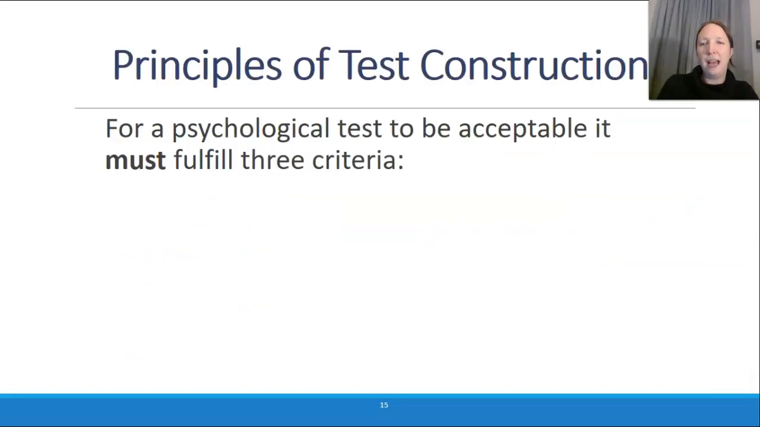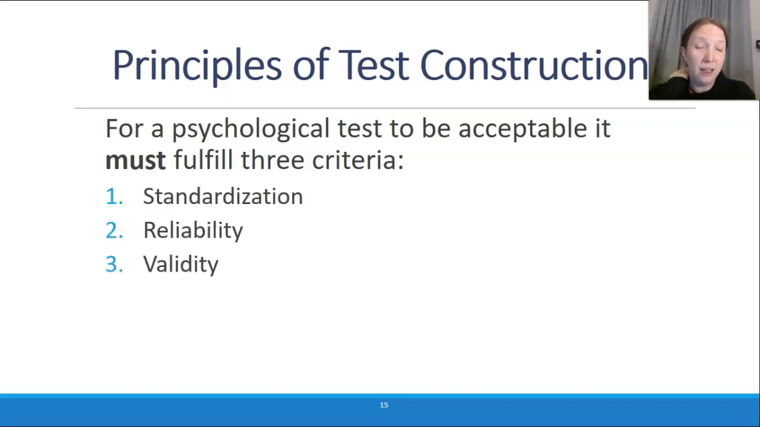For a psychological test to be acceptable, it must fulfill 3 criteria. And these are the hard parts of this lecture. They're tricky because they feel similar. I feel like when I learn them, I tend to blur them together, and I definitely have to stop and think. So as needed, you can stop and think as we go through these. They include standardization, reliability, and validity, and I'm going to go through each one.